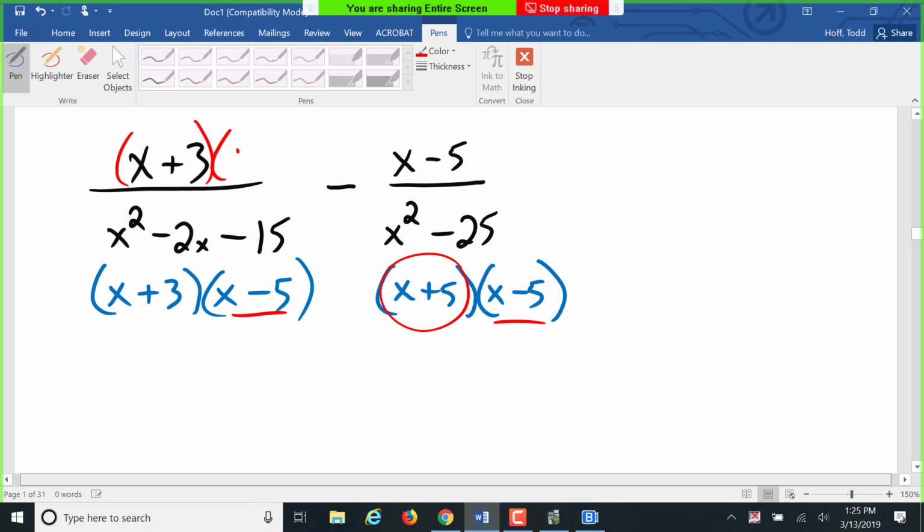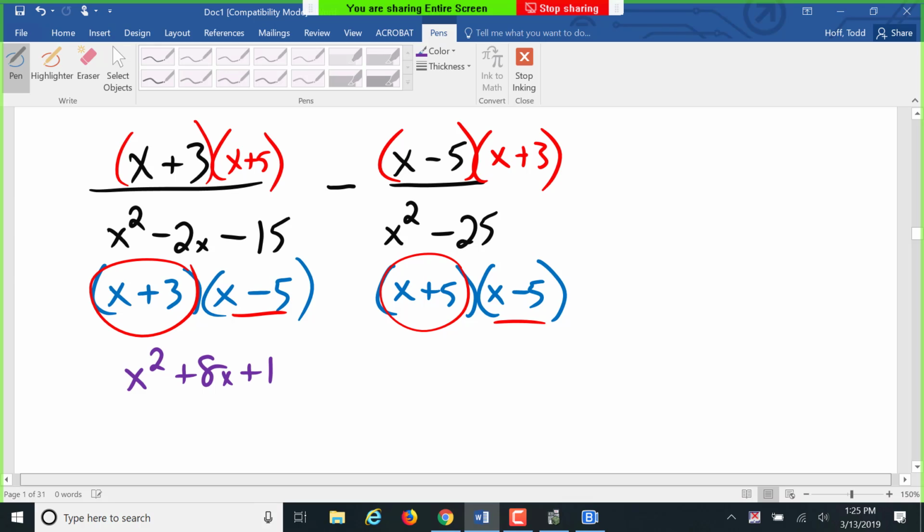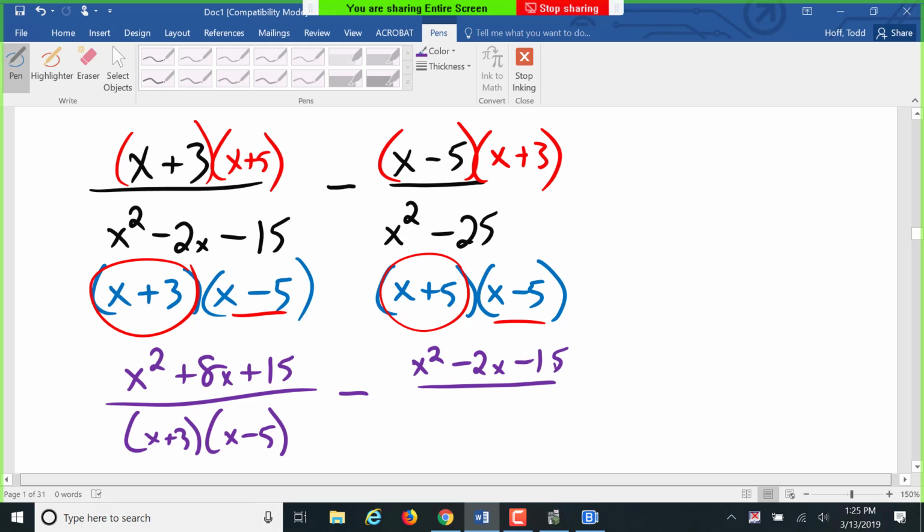Both have an x minus 5. So the first one needs to have the x plus 5. The second one needs to have the x plus 3. Multiply out those numerators. X plus 3 times x plus 5, x squared plus 8x plus 15. X minus 5 times x plus 3, x squared minus 2x minus 15. Oops. I had to put the x plus 5 down here as well, sorry. So x plus 5, x minus 5. Need the x plus 3 there too.